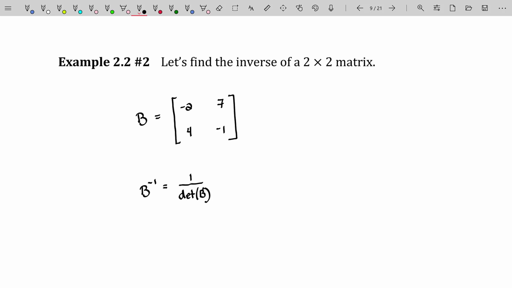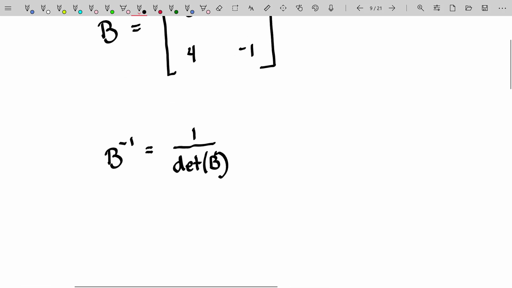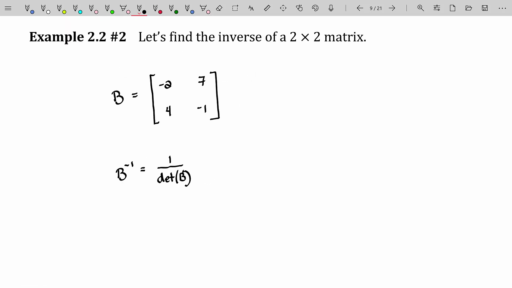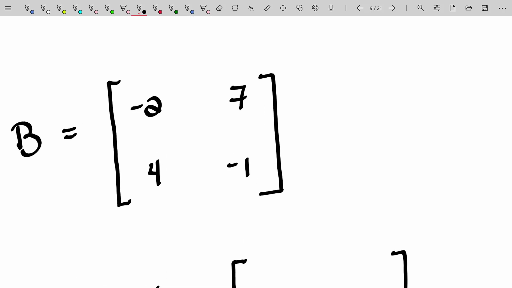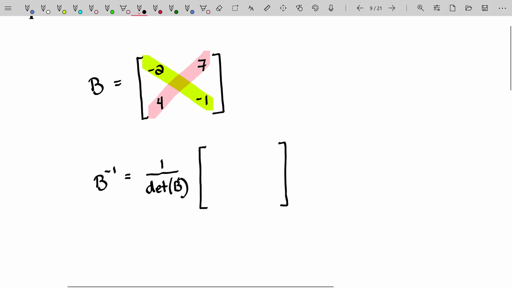B inverse, if it exists, is going to be 1 over the determinant of B times the matrix that is built from the matrix B. We're just going to swap these two entries and negate these two entries. Let's go ahead and do that. Well, that's sufficiently negative, isn't it? We swapped the -2 and the -1. Perfect. And then we negated the off diagonal.